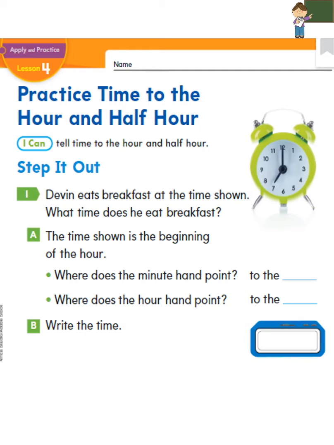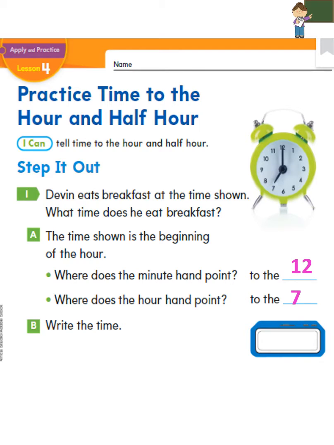Where does the minute hand point? Where do we see the minute hand? It points to the 12. Where does the hour hand point? The hour hand is the shorter hand and it's pointing at the 7. So what time is it?